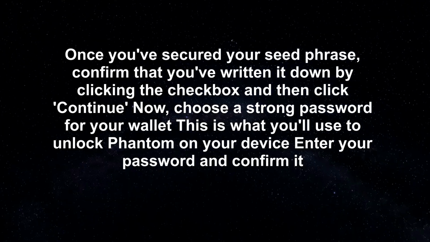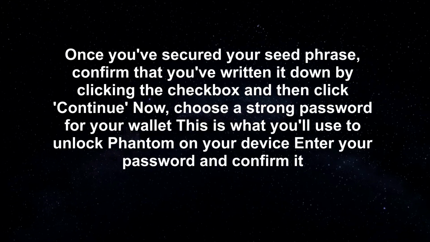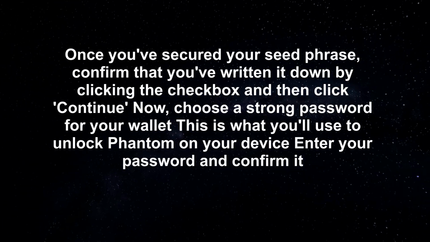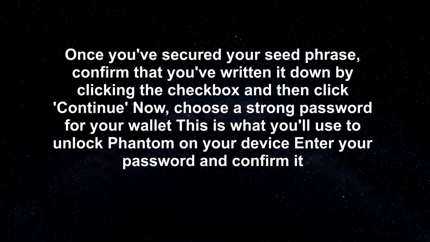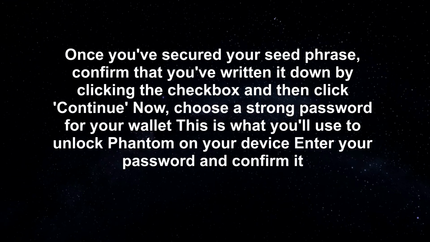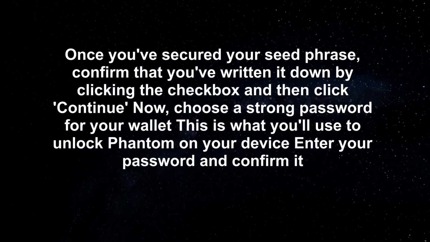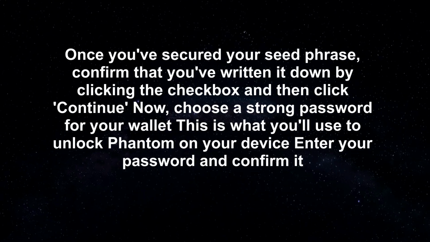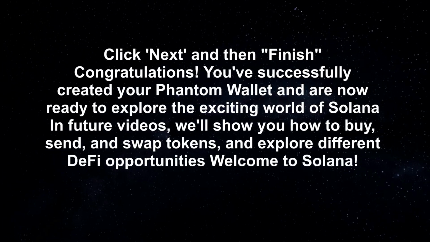Once you've secured your seed phrase, confirm that you've written it down by clicking the checkbox and then click Continue. Now, choose a strong password for your wallet. This is what you'll use to unlock Phantom on your device. Enter your password and confirm it. Click Next and then Finish.